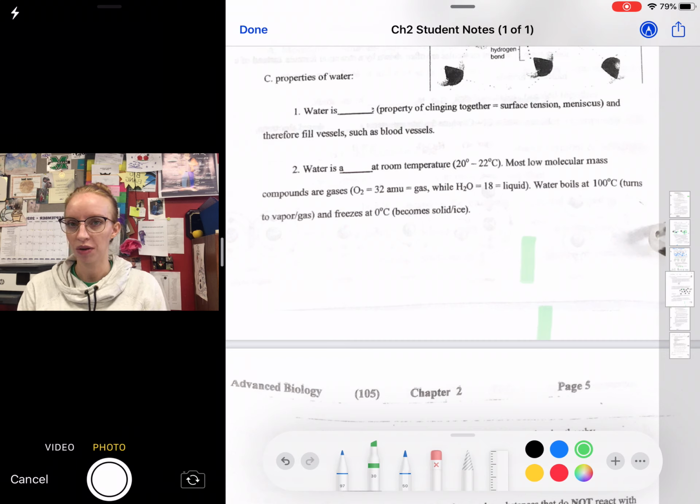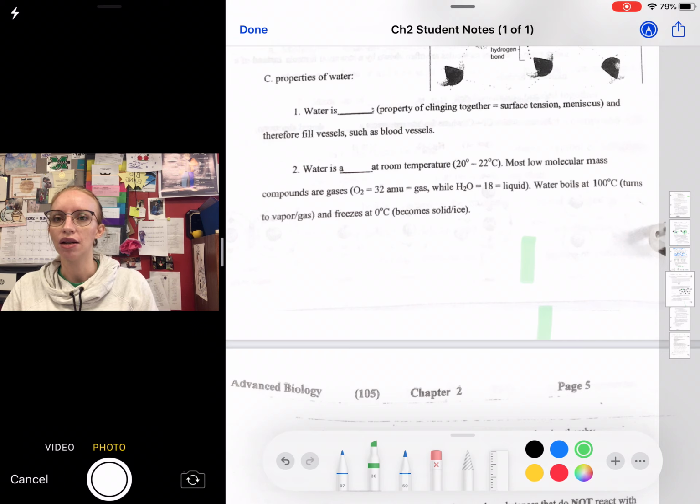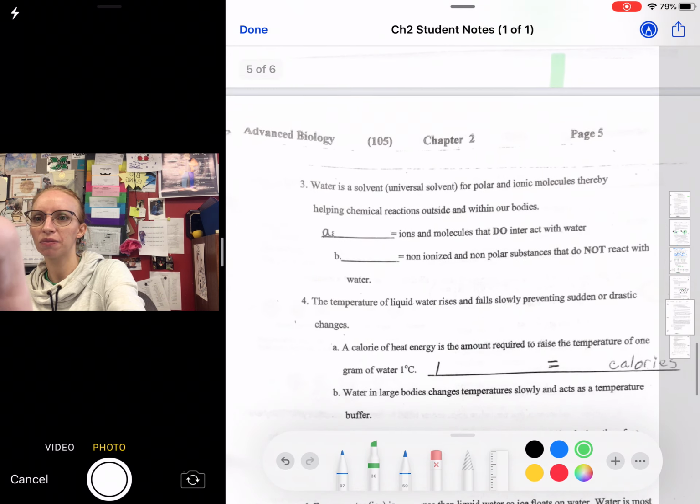Water is a liquid at room temperature. Most low molecular mass compounds are gases. O2 has an atomic mass of 32, and it's a gas. But water is a liquid, and its atomic mass is 18 AMUs. So even though water's atomic mass is lower than other gases, it's still a liquid at room temperature. It will boil at 100 degrees Celsius. That's where it turns into the gas, so it's got a higher point of vaporization, or lower point of vaporization, sorry, and it freezes at 0 degrees Celsius, which is where it becomes solid or ice.